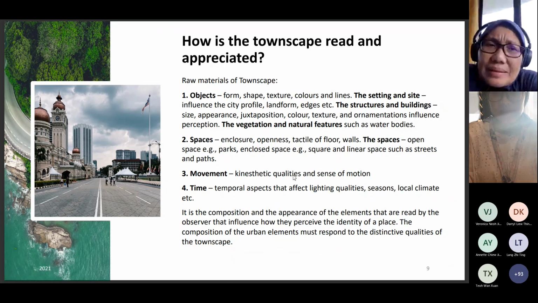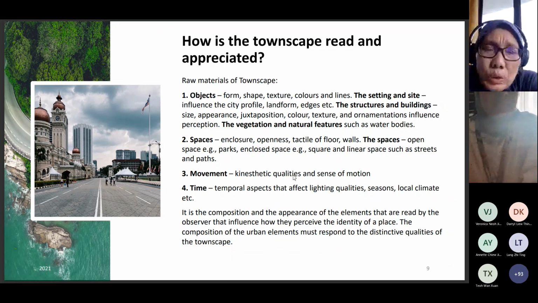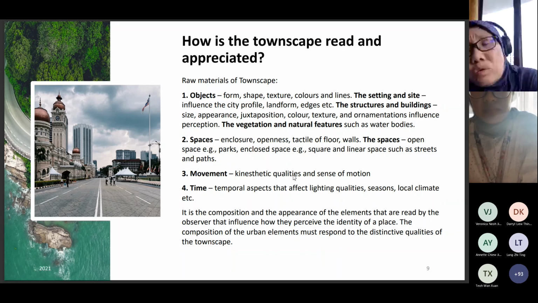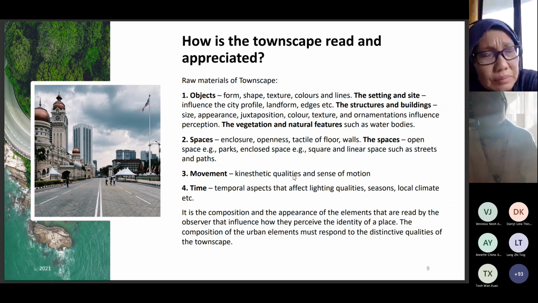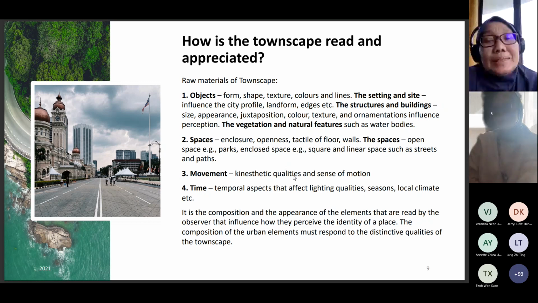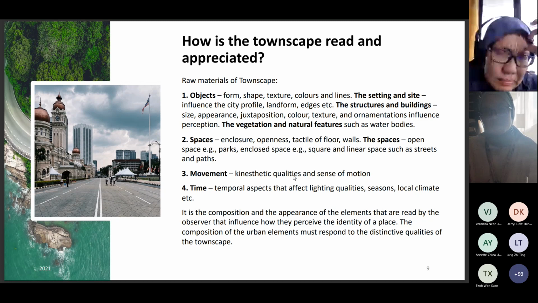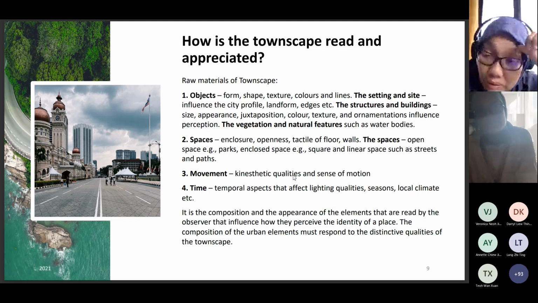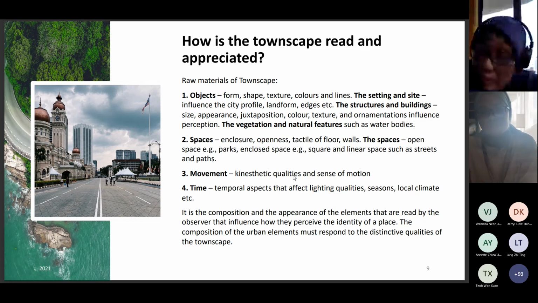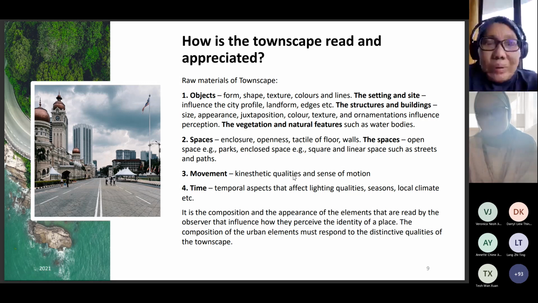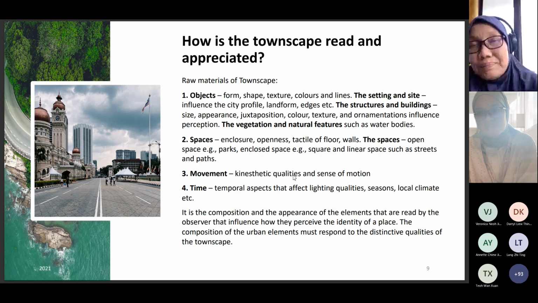So the second aspect is the spaces. When we talk about urban spaces, the two key elements of urban spaces, if you refer to Rob Krier's book on urban space, are the streets and the squares. Because Krier was studying squares in Europe, and the Europeans, the way they build city, they focus on the streets and squares, because the squares are the outdoor rooms and the streets are the corridors in the city.